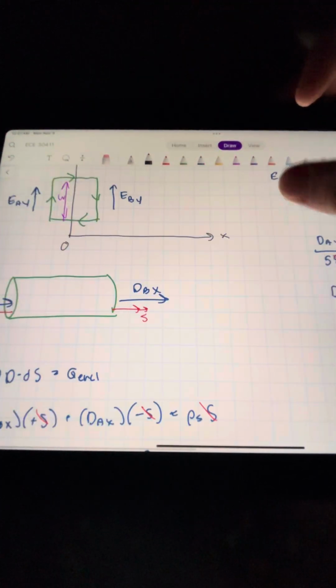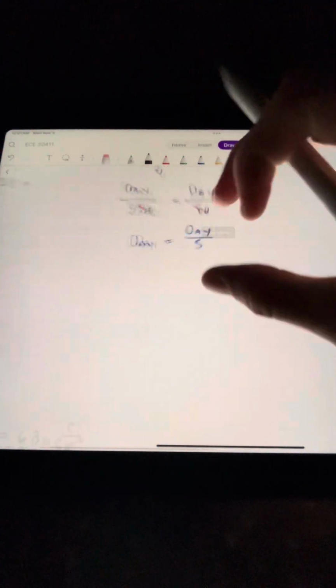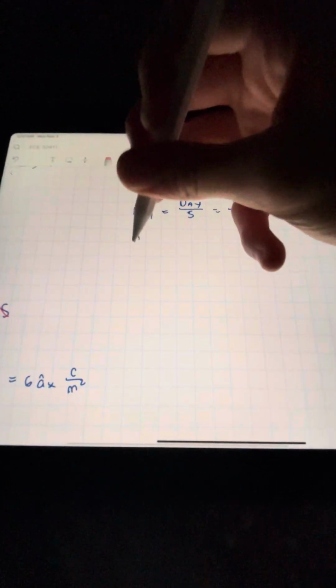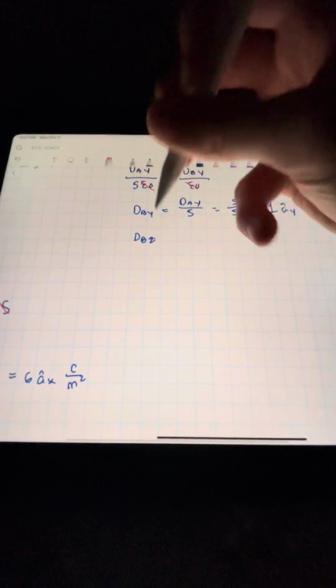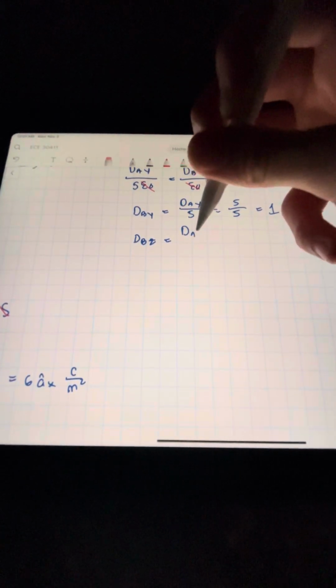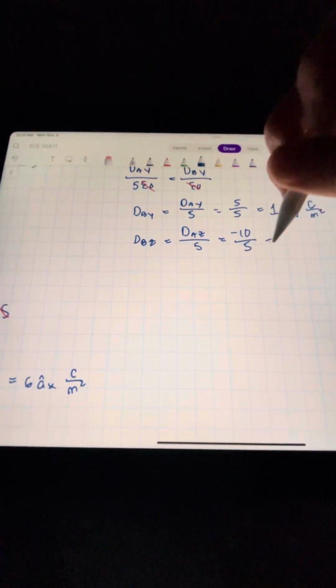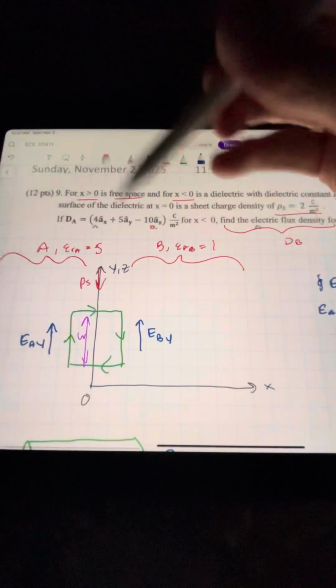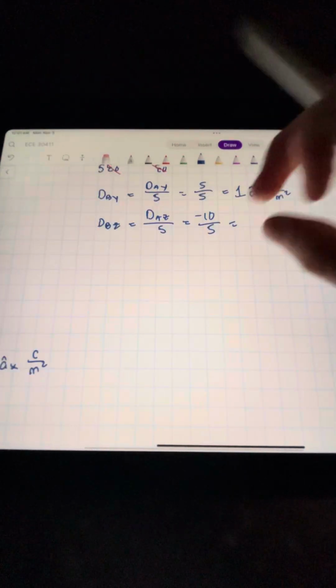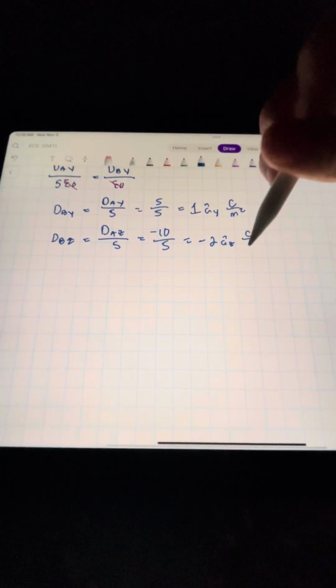And similarly, if we instead replace this with the z-axis, it would behave exactly the same. So D sub bz equals D sub az over 5, which equals negative 10 over 5. We know that from here, which equals negative 2 in the a sub z direction, coulombs per meter squared.